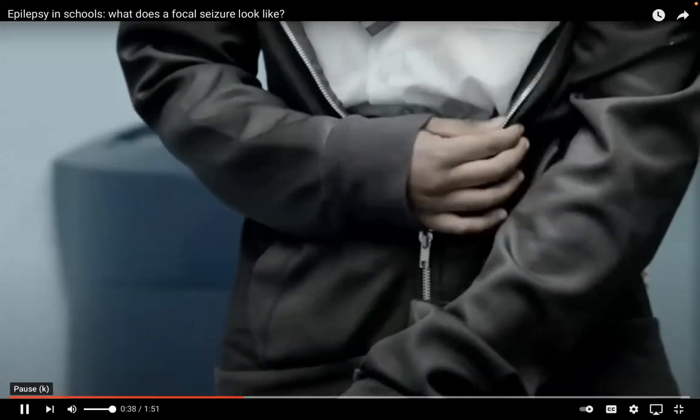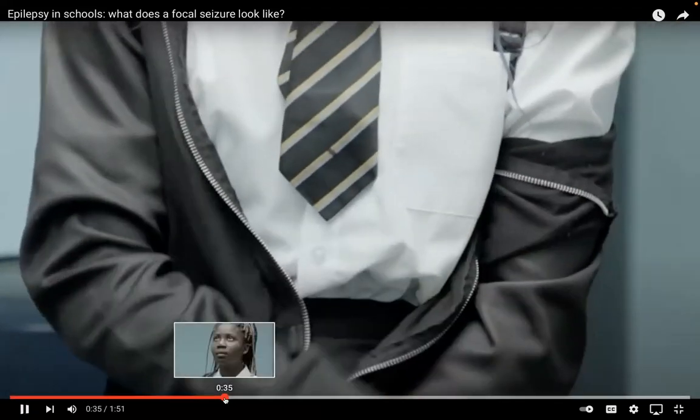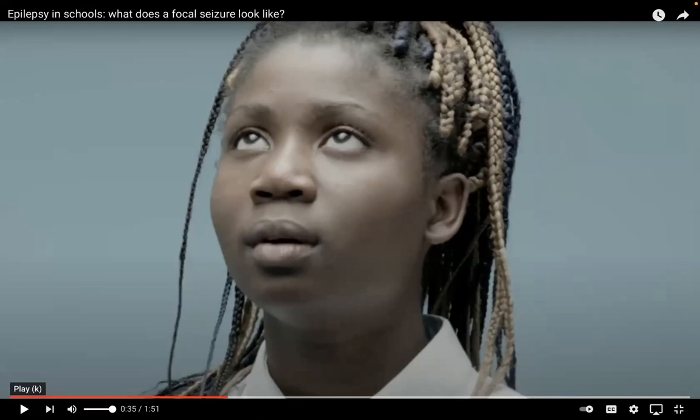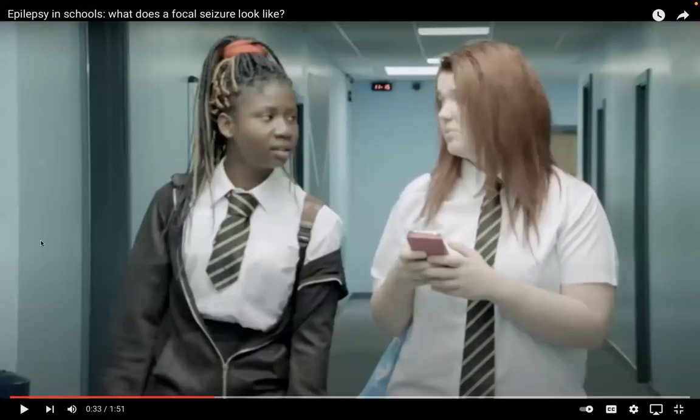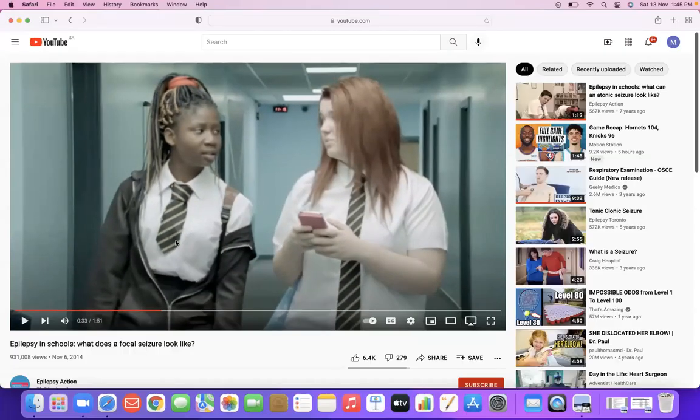I will take a screenshot and share it with you. See this movement. It does not come under jerks, nor under tonic or clonic seizure. It is part of the absence seizure if it is atypical, and it is considered an absence seizure. Okay, but here in this description they have given it as focal. So what does a focal seizure look like? Does a focal seizure look like this? I am not sure.